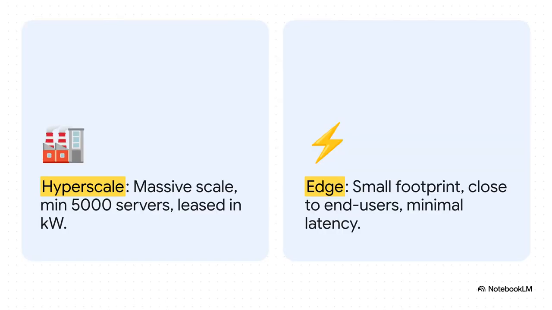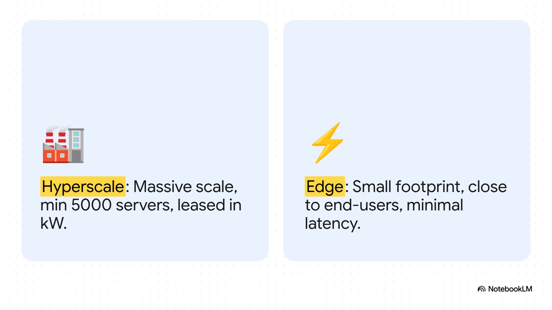Now, what's really interesting about this is the sheer contrast in physical scale we're seeing right now. On one side, you have hyperscale data centers, the ones owned by giants like AWS, Google, or Microsoft. We're talking massive scale. Minimum 5,000 servers, usually millions, linked by ultra-high-speed fiber. Power is allocated in megawatts, and they lease space out in kilowatts.